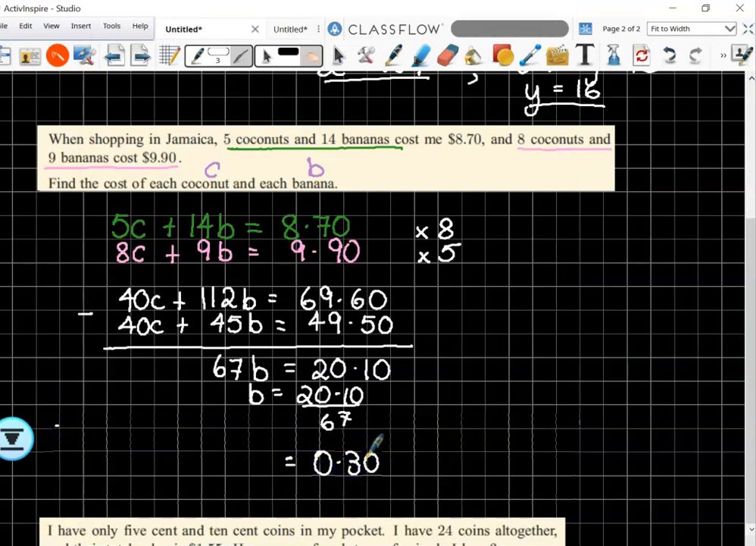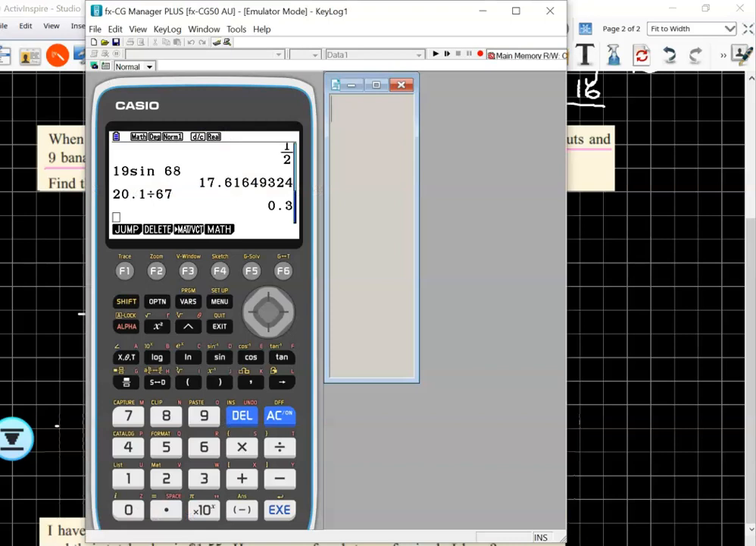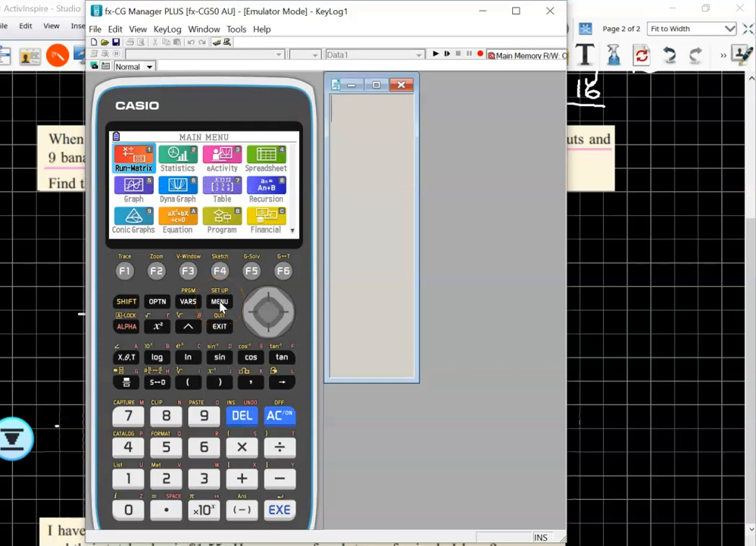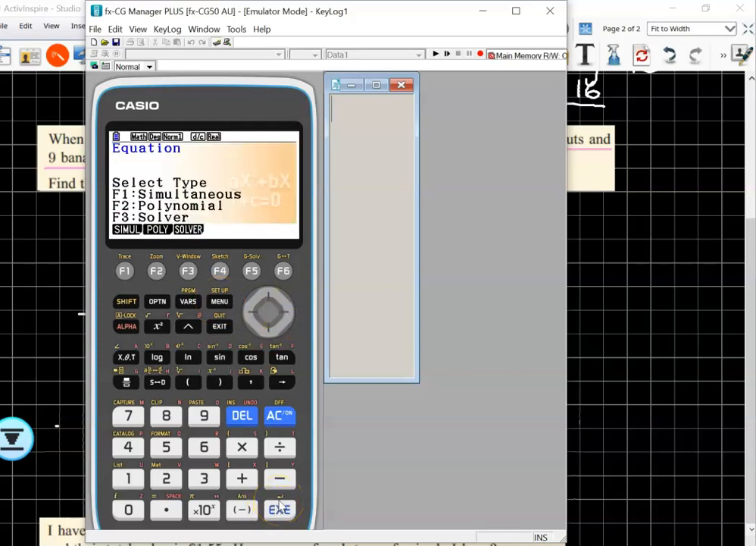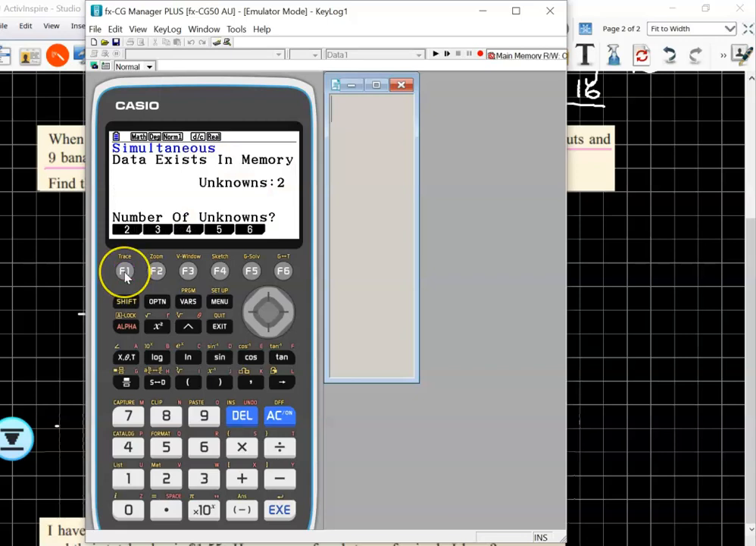Okay. So, who remembers how do we use our calculator? Well done. So we go to a menu. We go into Equation. Once you do that, read your screen. It will tell you what to do. We've got simultaneous equations, so it says press F1. Number of unknowns, 2. Fantastic.